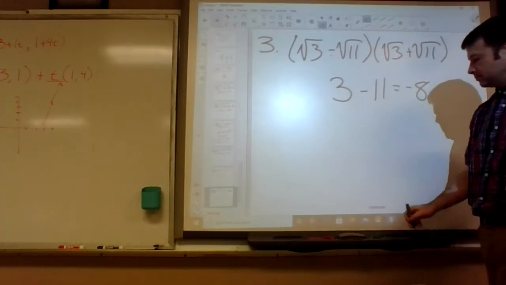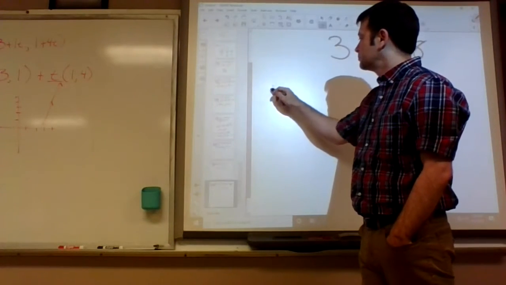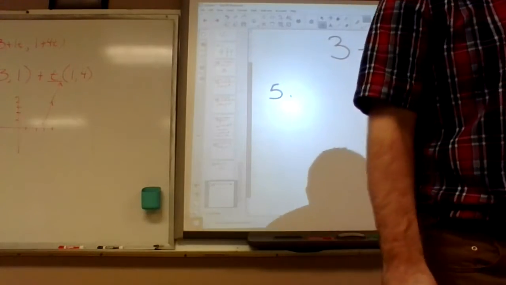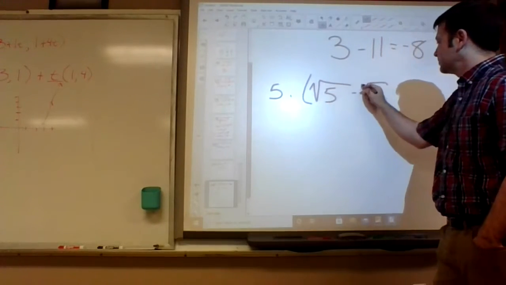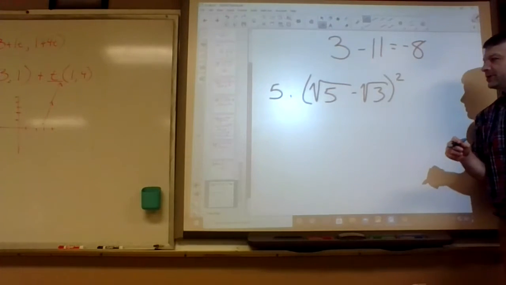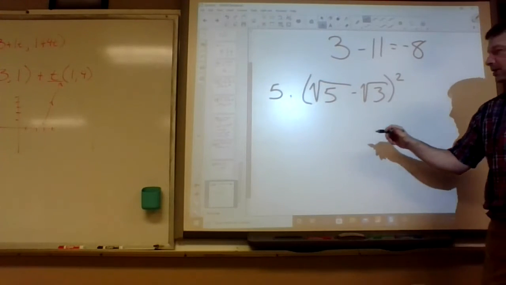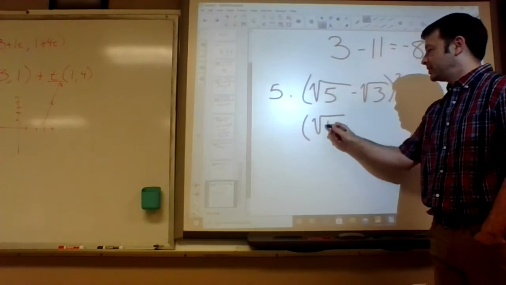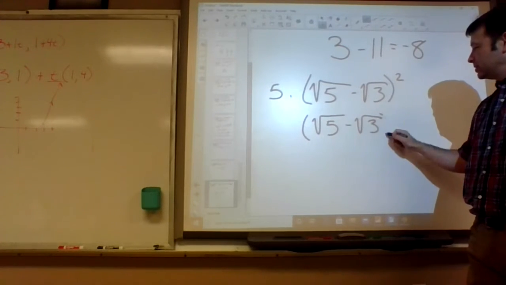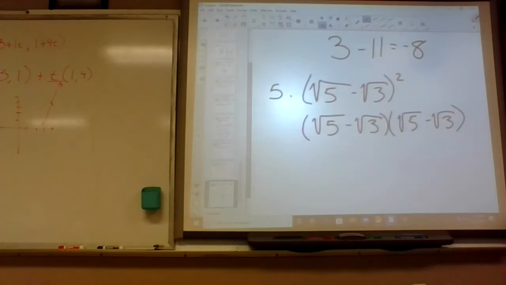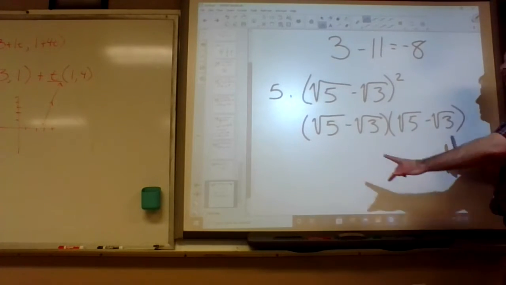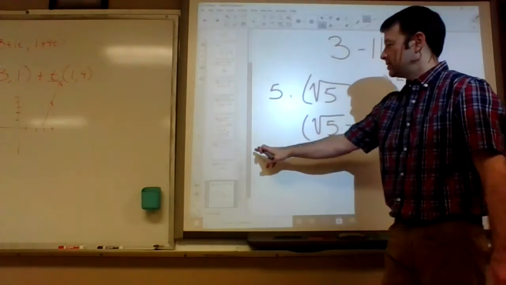Let's go. Okay, number 5. Is this the conjugate? What is square root of 5 minus square root of 3, squared? It means 2 of them. It's still a FOIL. You cannot just square them each. These are not conjugates, so we actually have to FOIL. So what is the first? Square root of 5 times square root of 5 is 5.